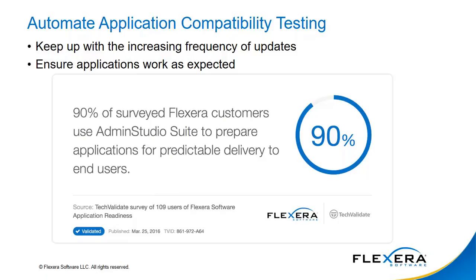Well, with AdminStudio Suite, you can quickly run automated application compatibility tests on all your applications. This quickly identifies which applications are ready for the next version of Windows and which ones have issues. AdminStudio will show you the details and provide automated fixes for many of these. All this in a matter of minutes per application. So let's go back in my sample application catalog and take a look at the testing for the Windows platform.